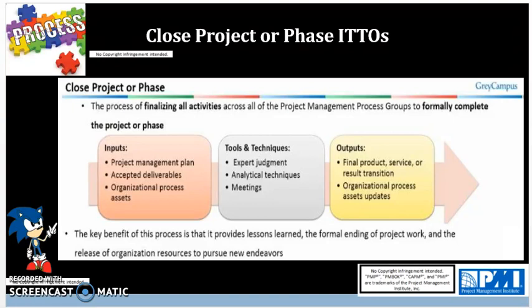Now, moving on, we need to go over the ITTOs: inputs, tools, and techniques. So for inputs now, we have the project management plan and accepted deliverables, which is coming from validate scope. This is where the PM went to the client, showed the deliverables that the project team has come up with to the client, asked for the sign-off, and the client indicated their acceptance by doing so.